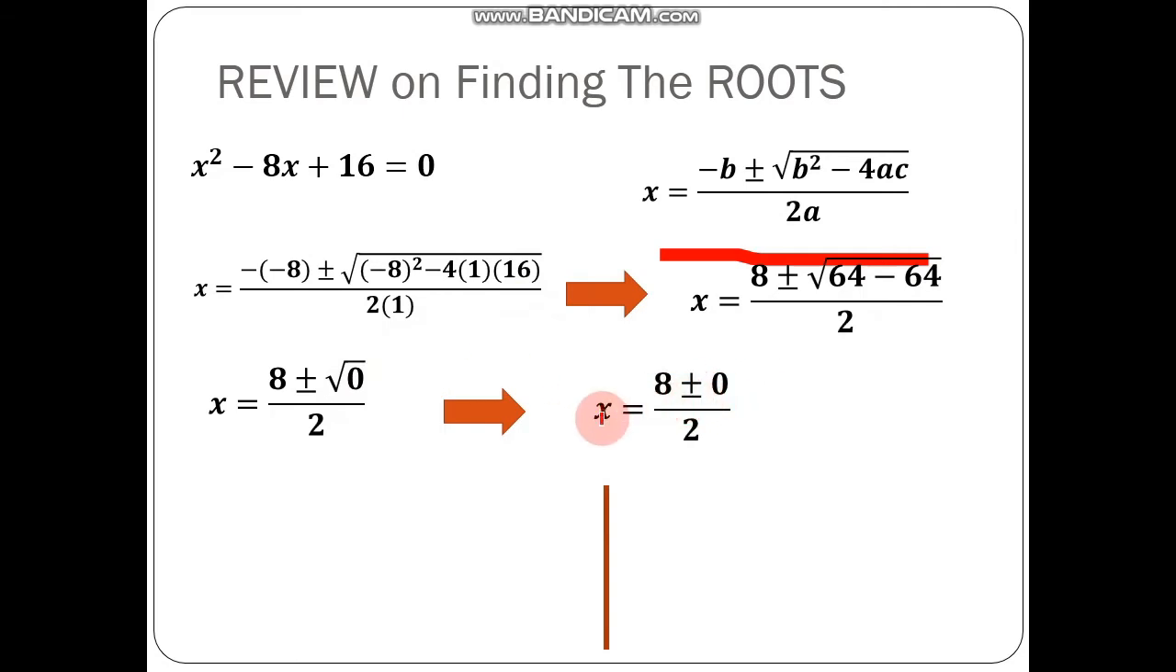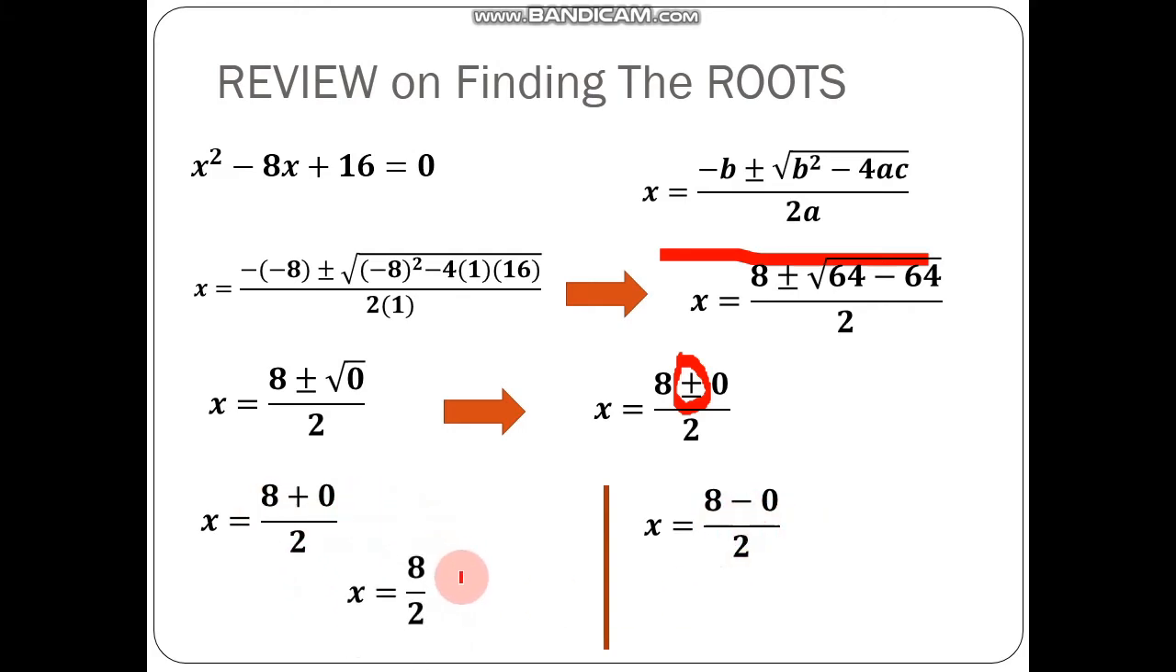So we have x is equal to 8 plus and minus 0 over 2, and then we will separate these two signs. So it becomes like this, 8 plus 0 over 2 on the left side. On the right side, we have 8 minus 0 over 2. 8 plus 0 is 8 over 2. On the right side, 8 minus 0 is 8 over 2. And then the final answer is 8 divided by 2 is 4.